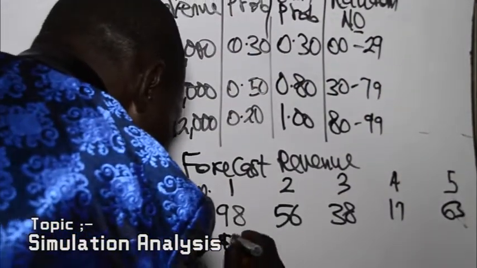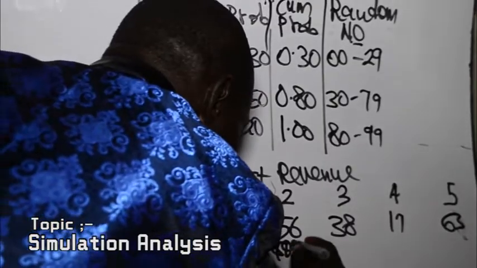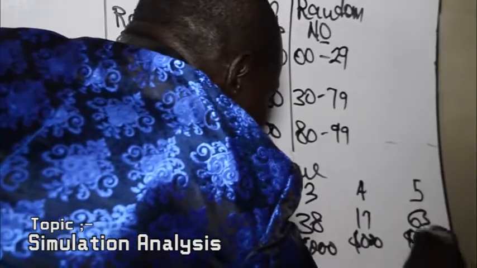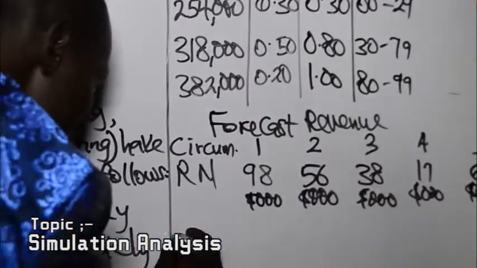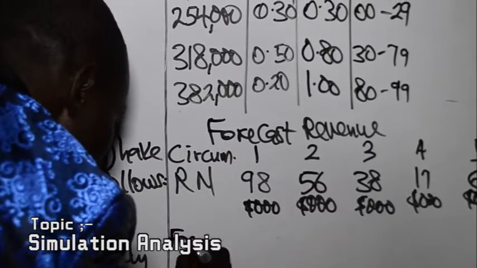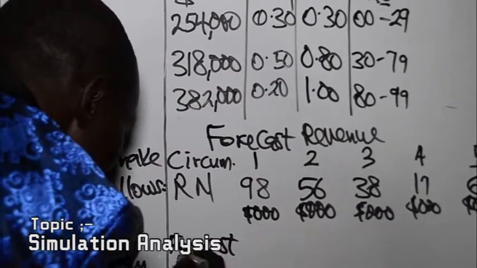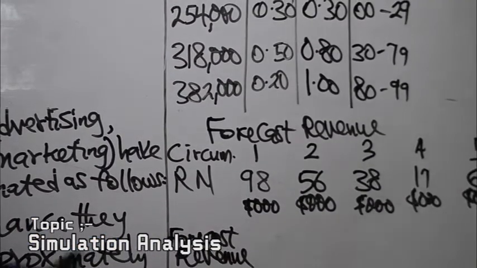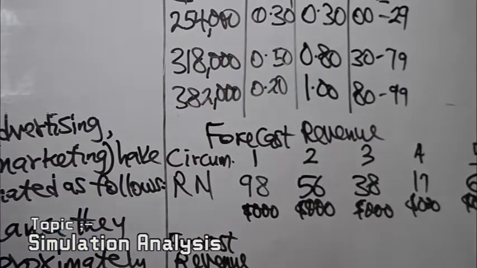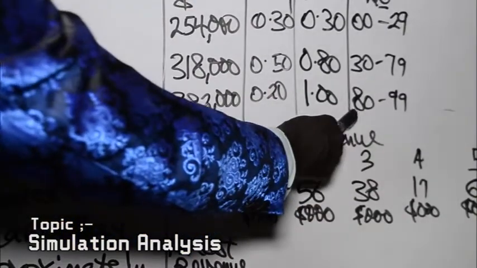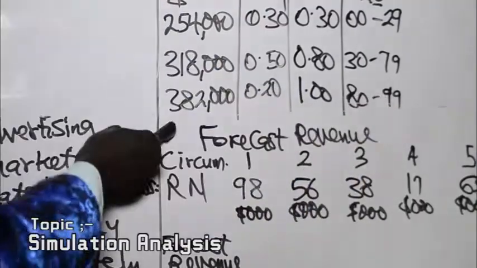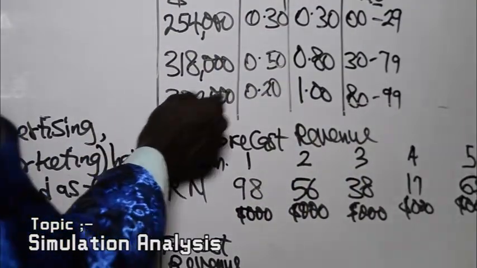Now, let's have our forecast revenue based on our random numbers. The first random number is 98, and 98 is feasible between 80 and 99. It lies between 80 and 99. That means the simulated revenue will be $382,000.